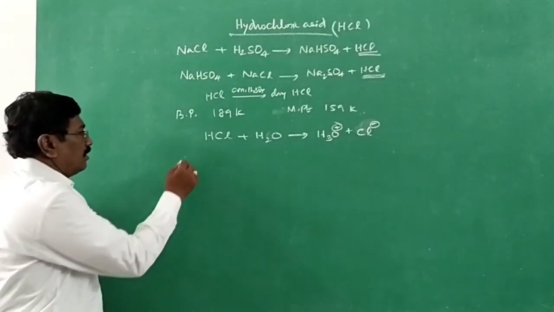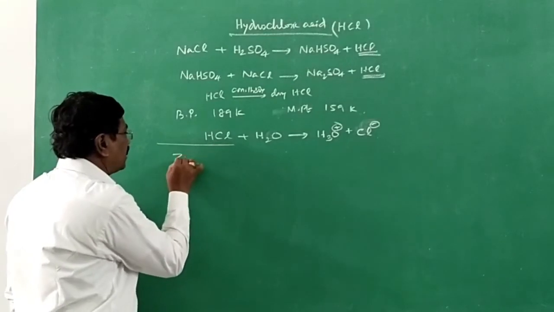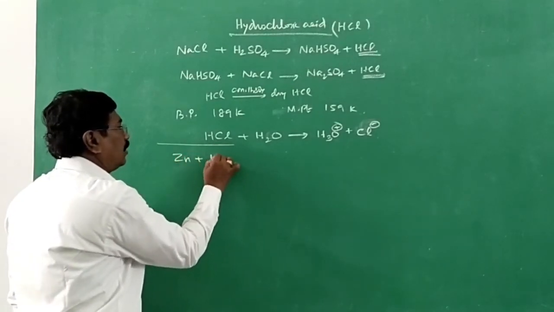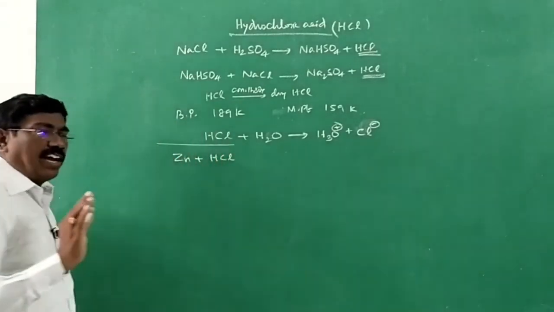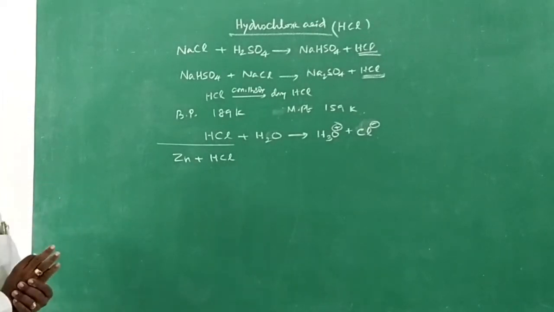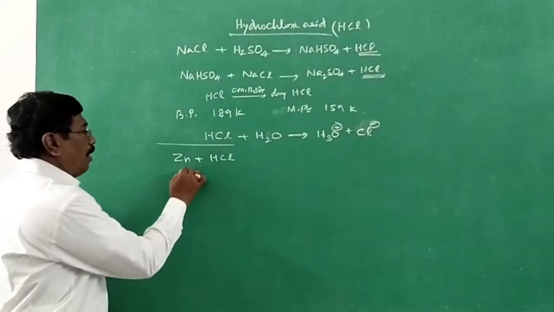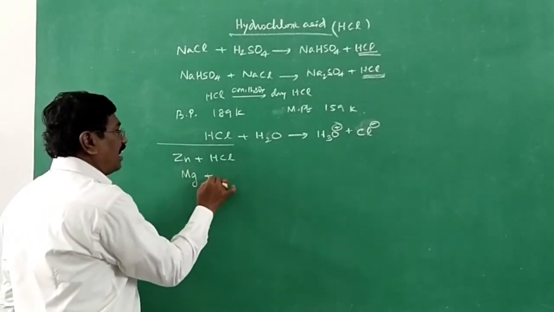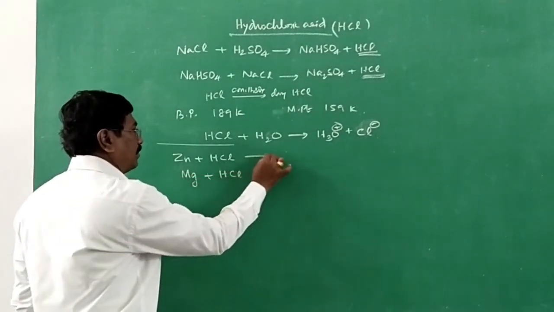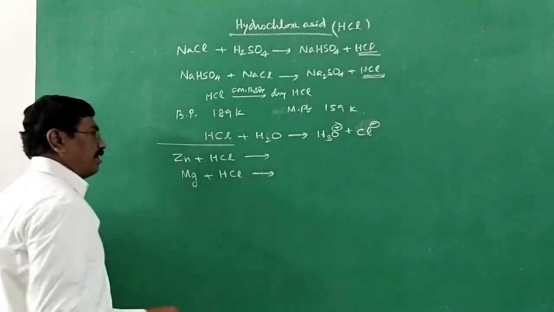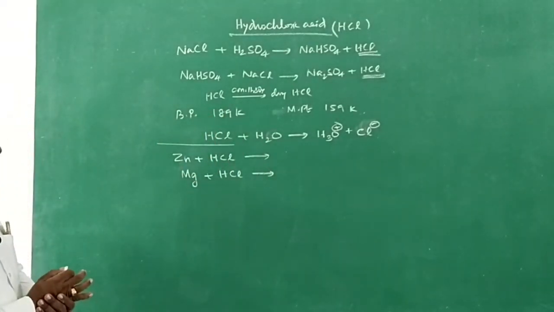Then this hydrochloric acid reacts with metals to liberate hydrogen. Whenever hydrochloric acid is made to react with metals like zinc, magnesium, etc., it forms metallic halide, that is chloride, along with the liberation of hydrogen. You can complete your equation yourself.